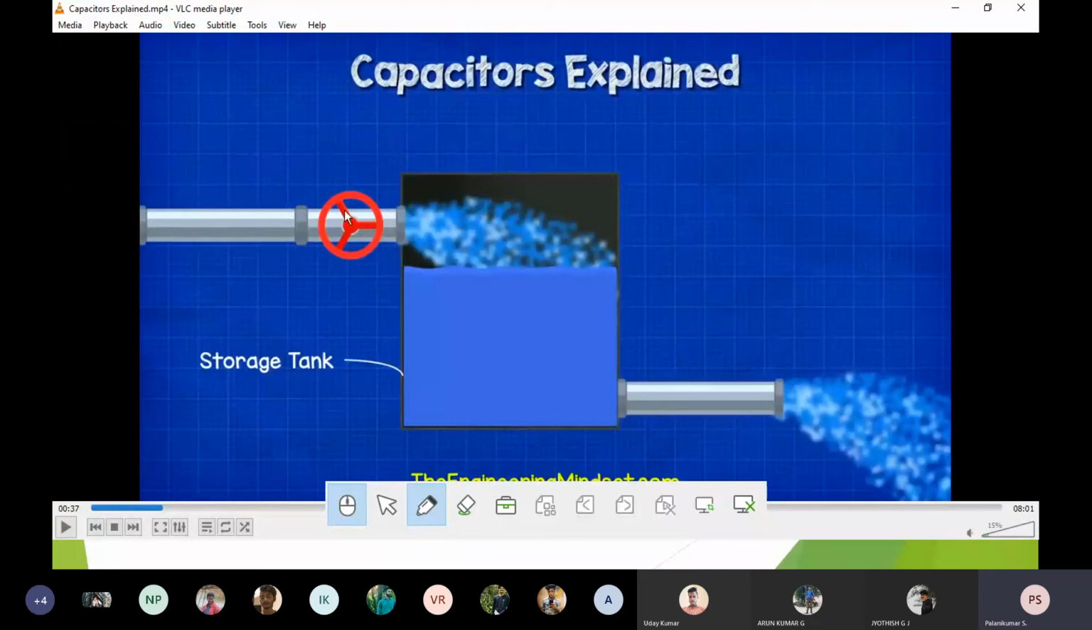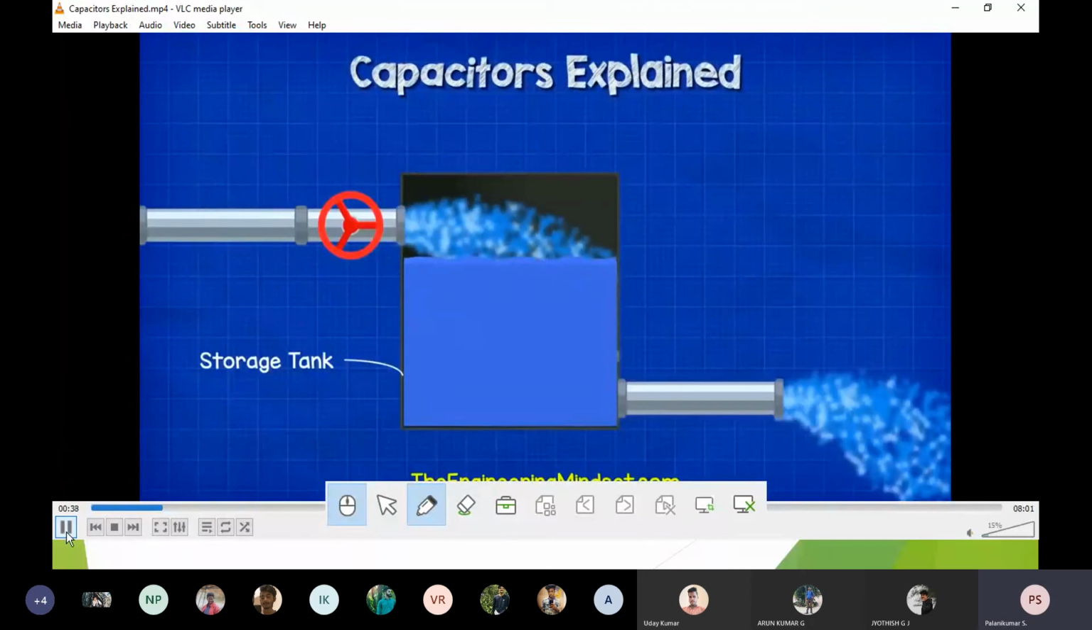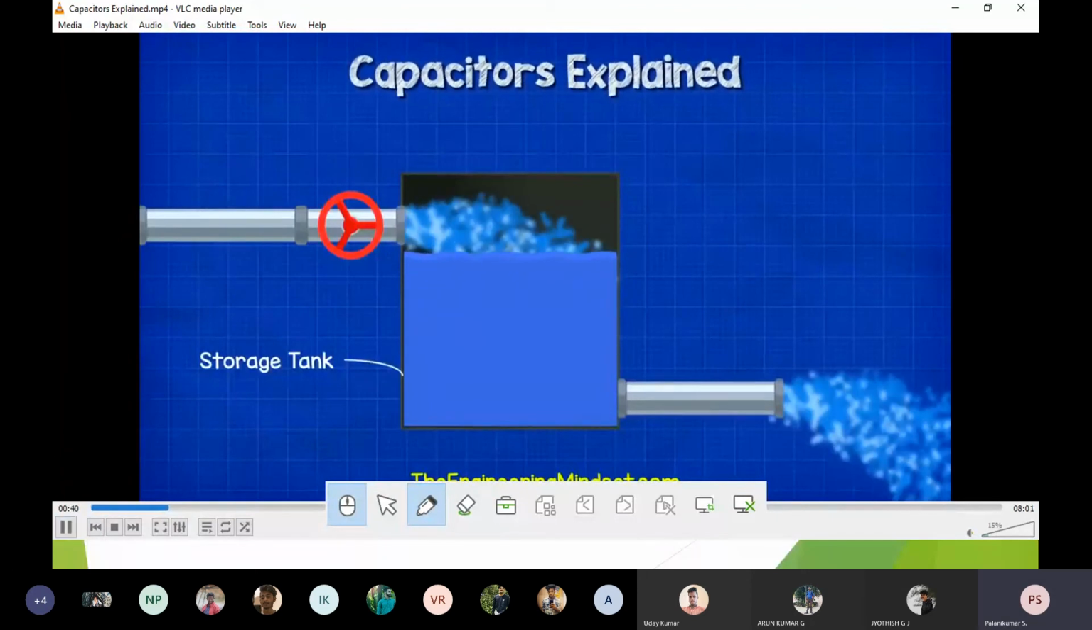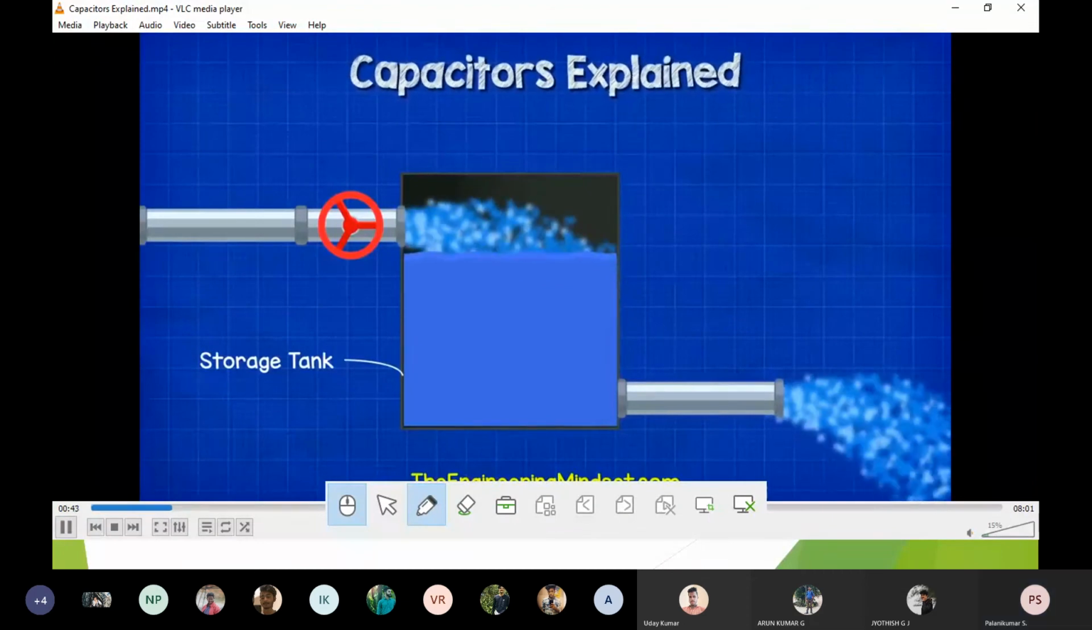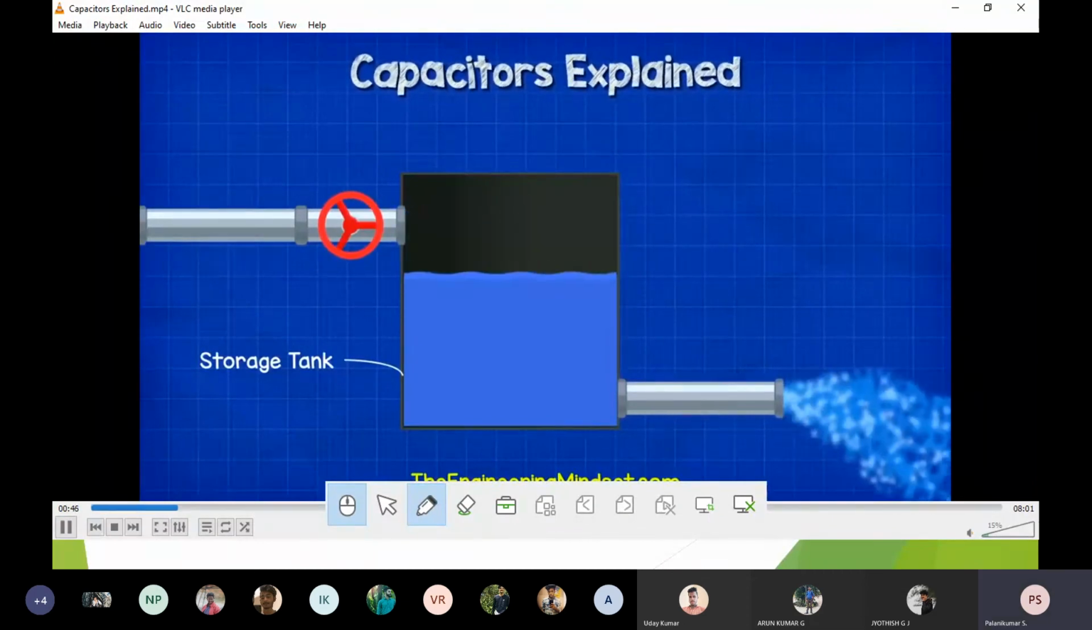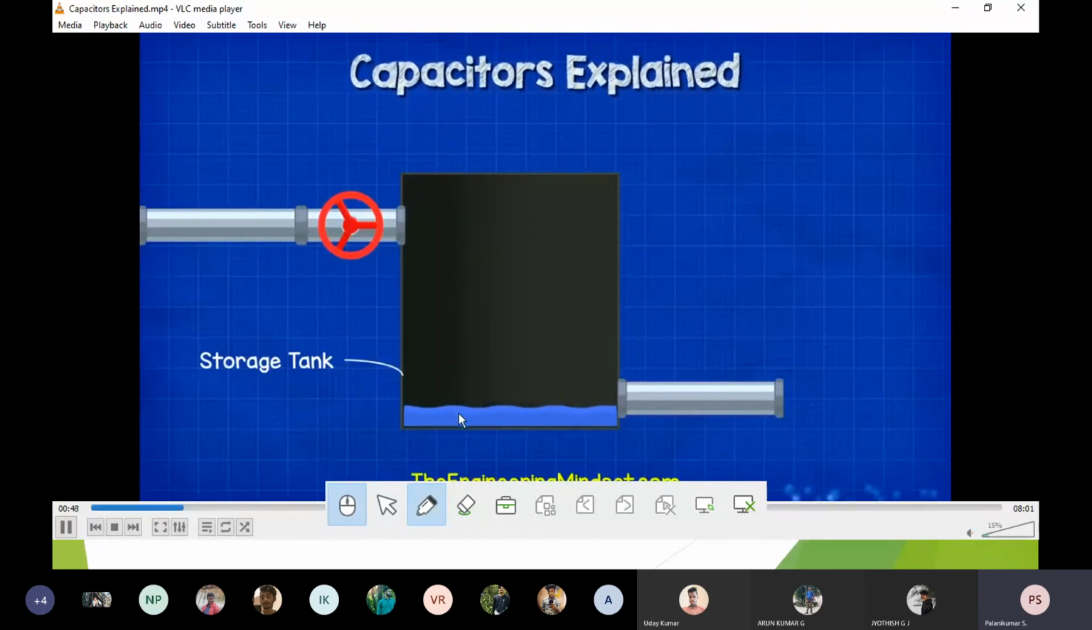Even though the valve is closed, the water stored in the storage tank is capable of continuously delivering water. In the same way in a circuit, even though the battery is disconnected, through the energy stored in the capacitor I can continuously provide the required electrical energy. That is what we are going to see. Now if I suddenly close the valve, what will happen? Until all the stored water is used, it can be discharged.